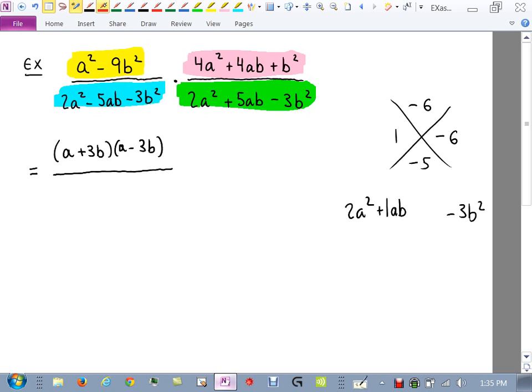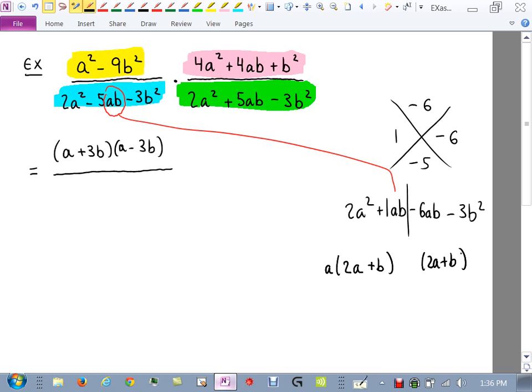It's real important here that you recognize that when you're doing that, that ab in the middle determines the variable that you use in the middle here. So we have 1ab, or minus, sorry, 6ab. Then you do your split and you do your group. So A comes out, 2A plus B. The other one has to be 2A plus B. And so I pull a negative 3B out of that. So that gives me 2A plus B times A minus 3B.